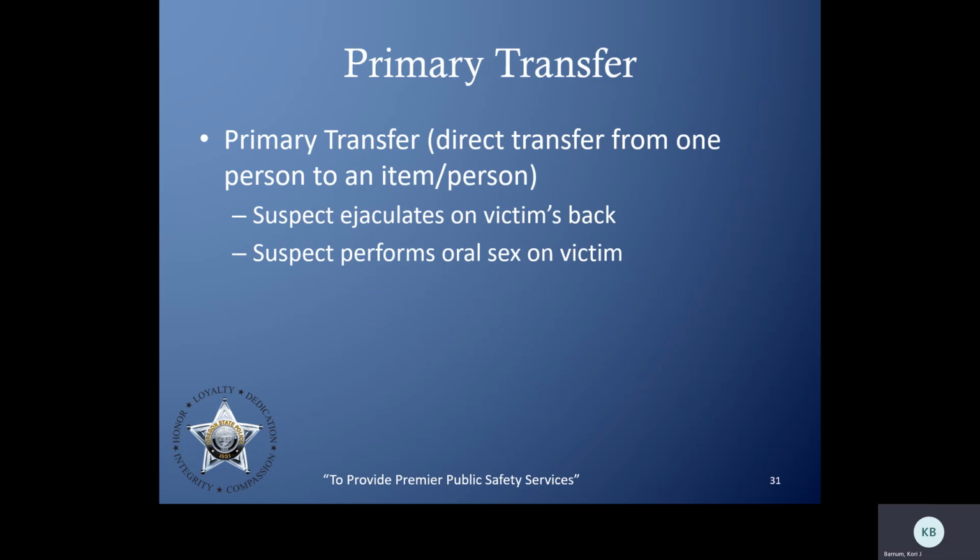There are different ways that evidence can be transferred from one person or one item to another. Primary transfer is a direct transfer from one person to an item or a person. So if a suspect ejaculated on the victim's back, that semen being deposited on the victim's back is a primary transfer. If the suspect performed oral sex on the victim, their saliva to the victim's genitals is a primary transfer.